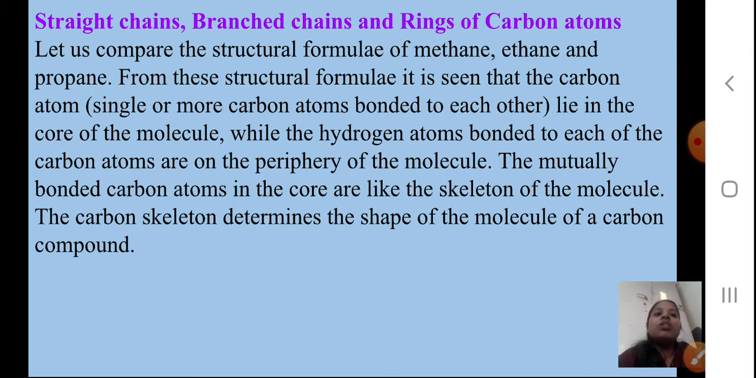Let us compare the structural formula of methane, ethane and propane.